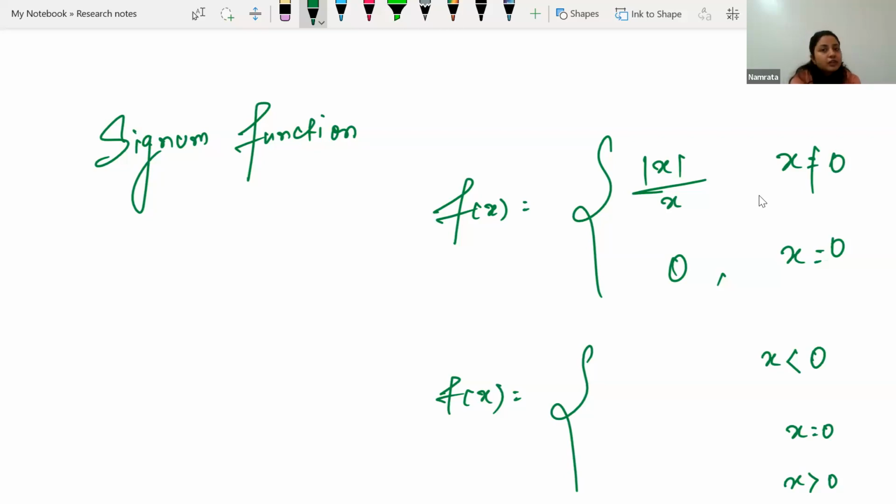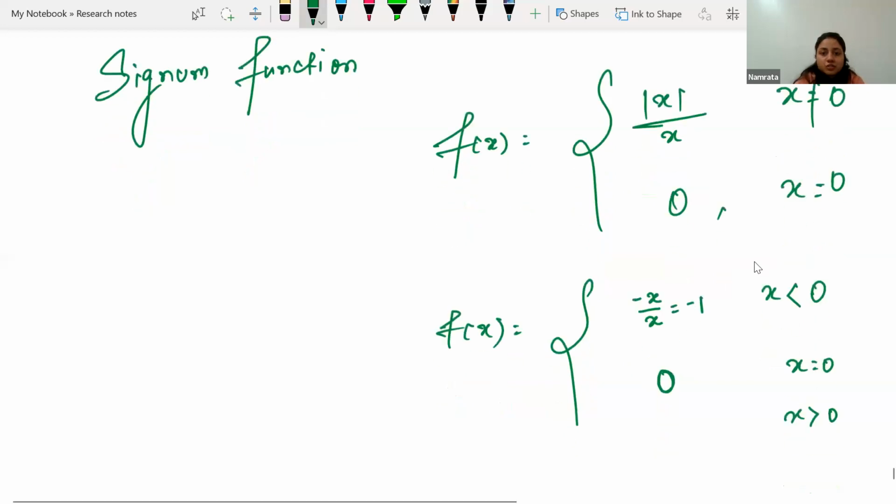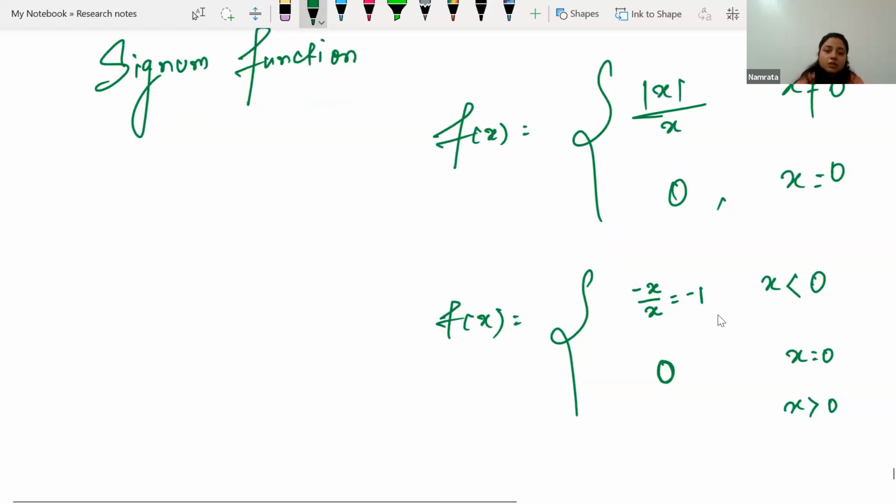Whenever we have a negative number, any number smaller than 0, the modulus will give one more negative sign by itself, so that both the negative signs, minus minus, become positive, and at the end we end up with a positive number. So when x is smaller than 0, we have minus x by x. This modulus, I am redefining it again, which will be minus 1. At x equals 0, the signum function is already written: when x is 0, the result will be 0. When x is greater than 0, it will be x by x, that is 1.